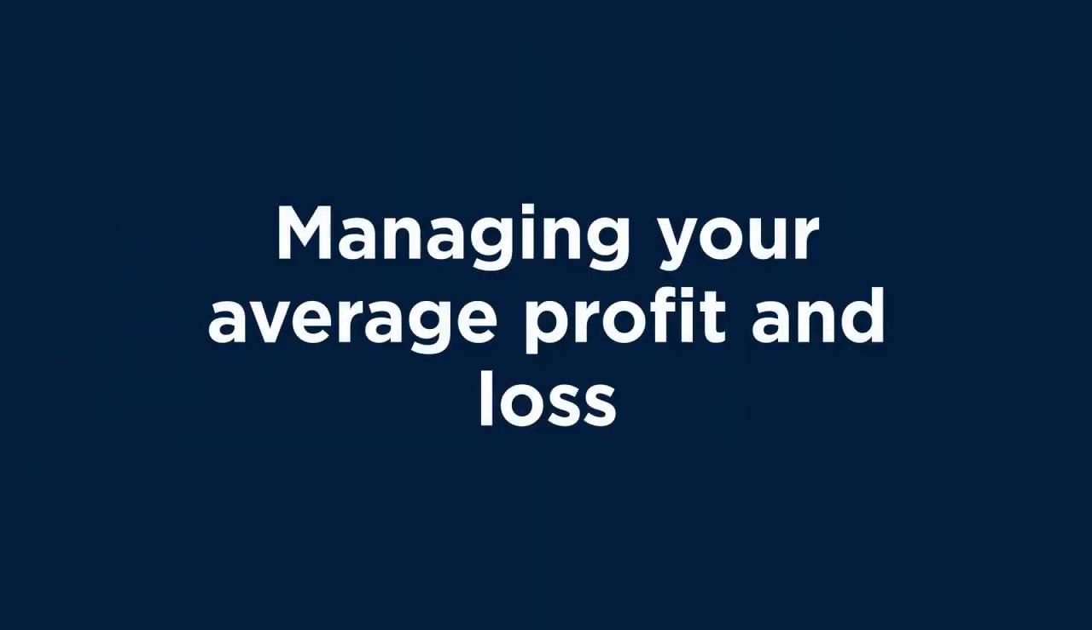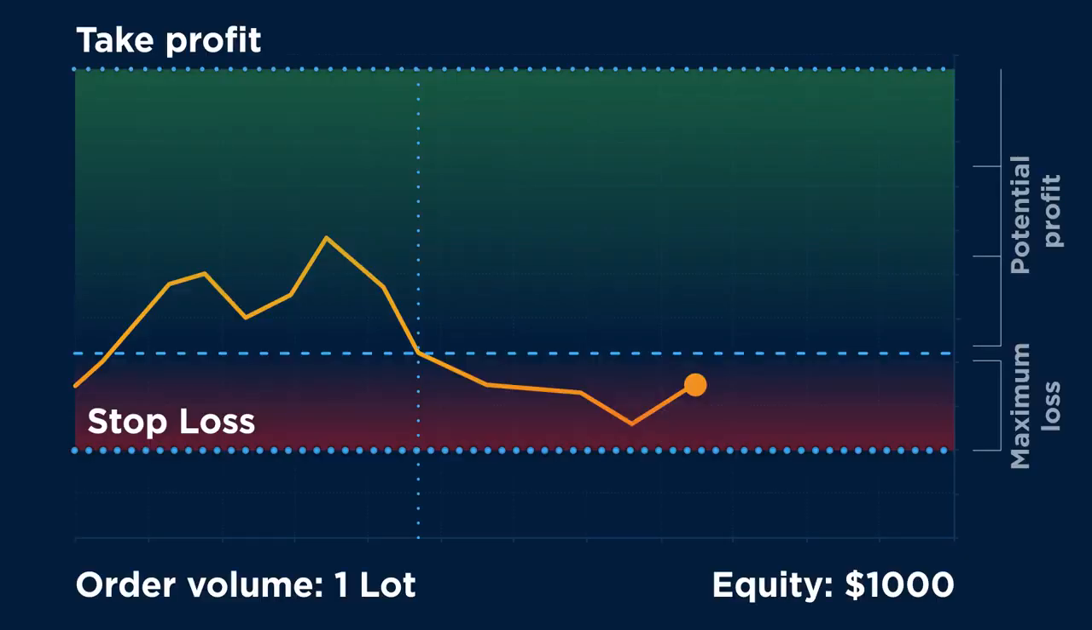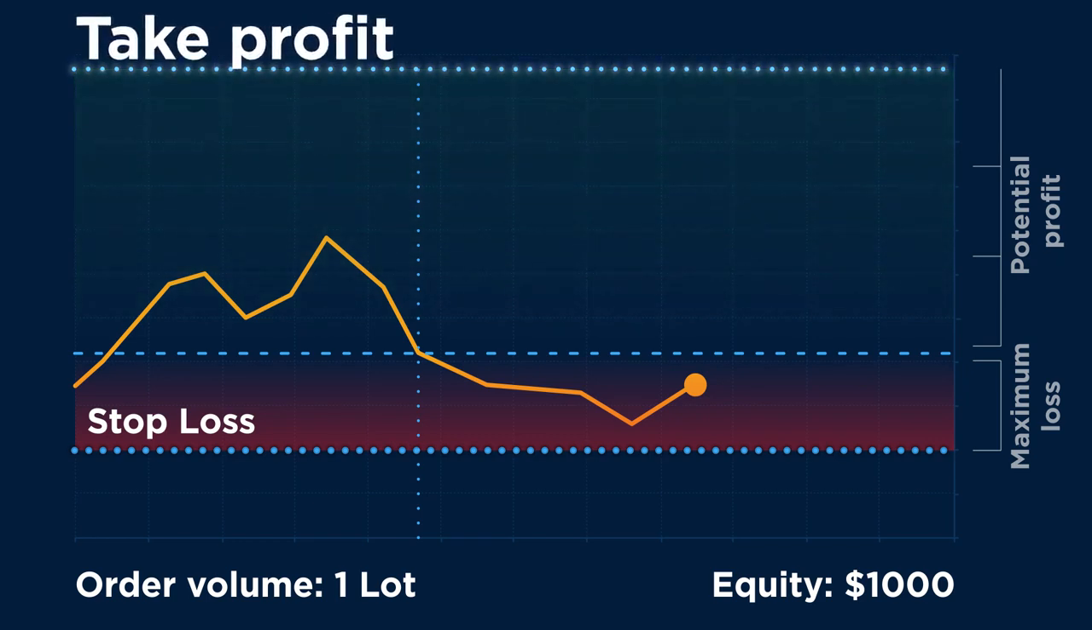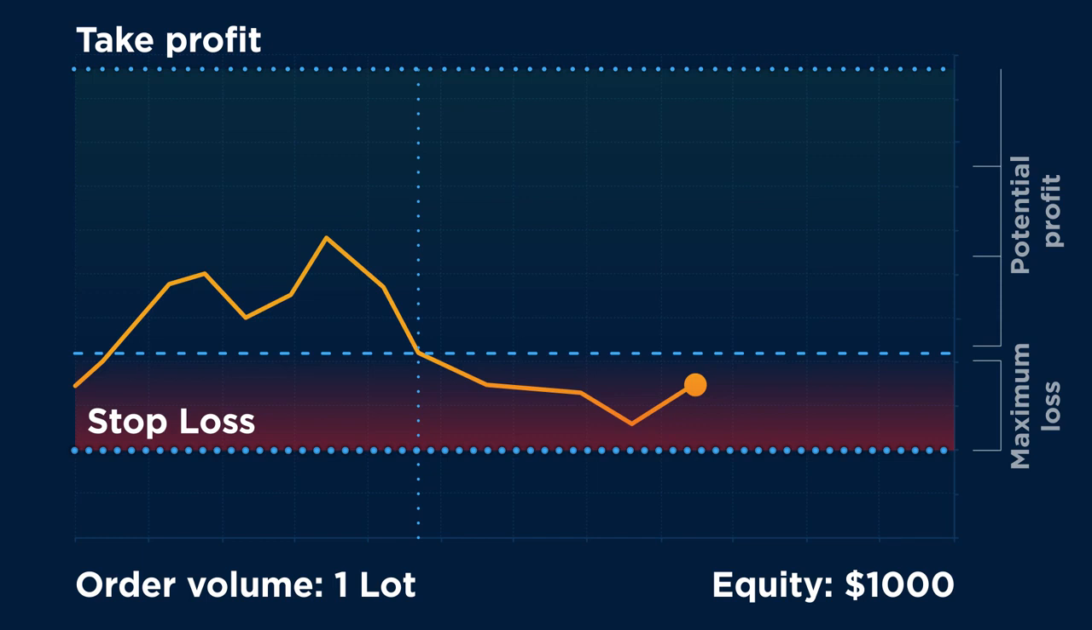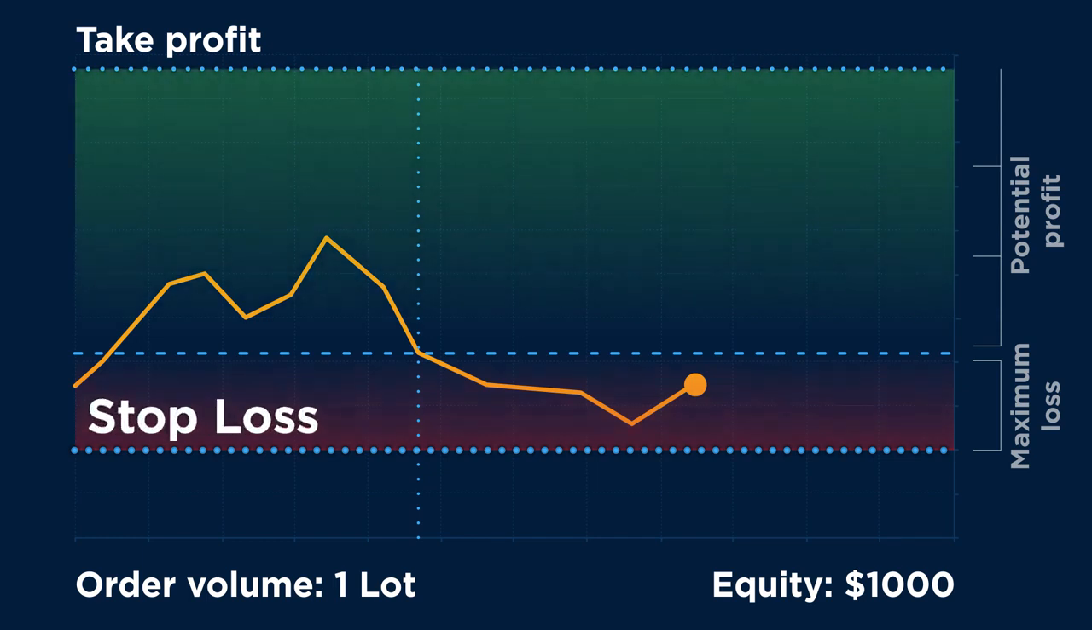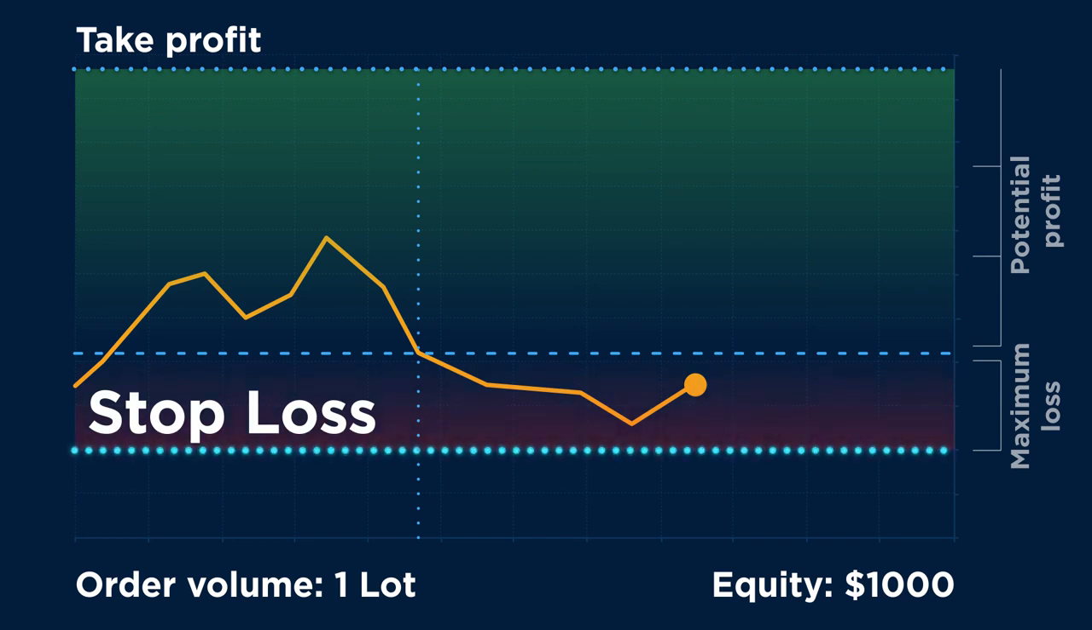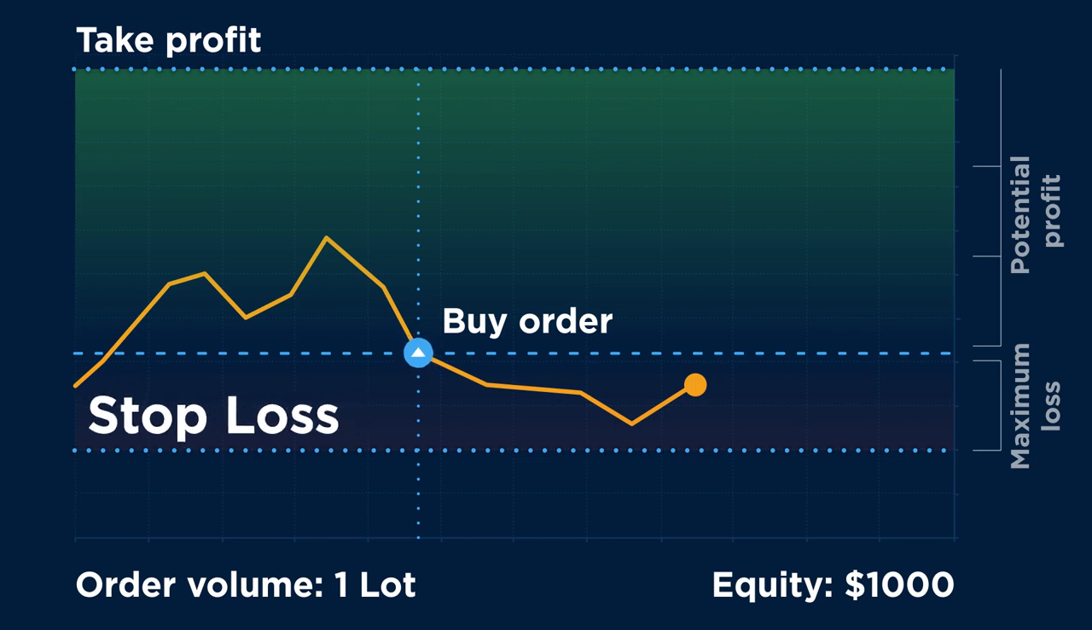Managing your average profit and loss. To increase your average profit and decrease your average loss, apply the rule stop loss equals 1/3 take profit. Calculate your potential profit before opening an order. Set your take profit at this price level. Your maximum tolerable loss should not exceed 1/3 of your potential profit. Set stop loss at the corresponding price level. If your strategy does not allow you to set stop loss at that level, do not open the order.